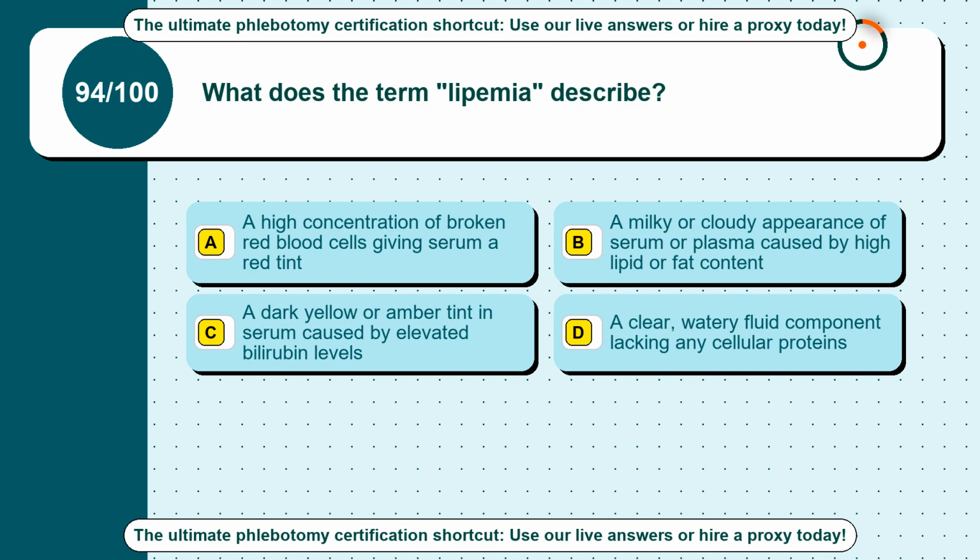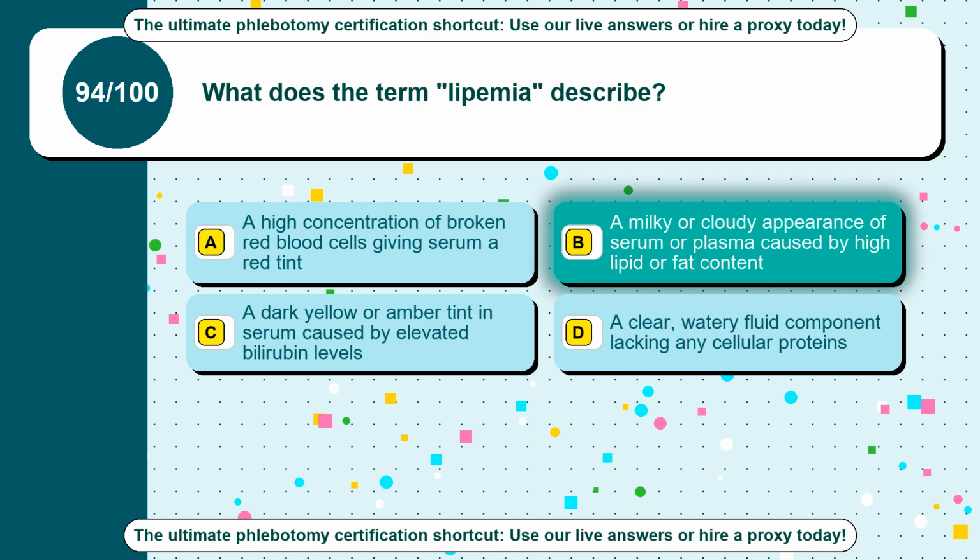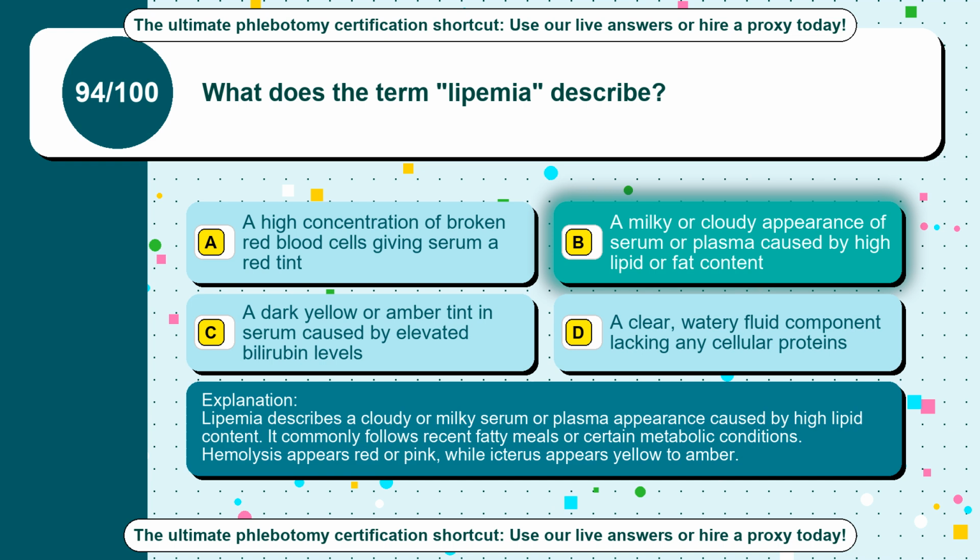Option D, a clear, watery fluid component lacking any cellular proteins. The correct answer is option B, a milky or cloudy appearance of serum or plasma caused by high lipid or fat content. Lipemia describes a cloudy or milky serum or plasma appearance caused by high lipid content. It commonly follows recent fatty meals or certain metabolic conditions. Hemolysis appears red or pink, while icterus appears yellow to amber.